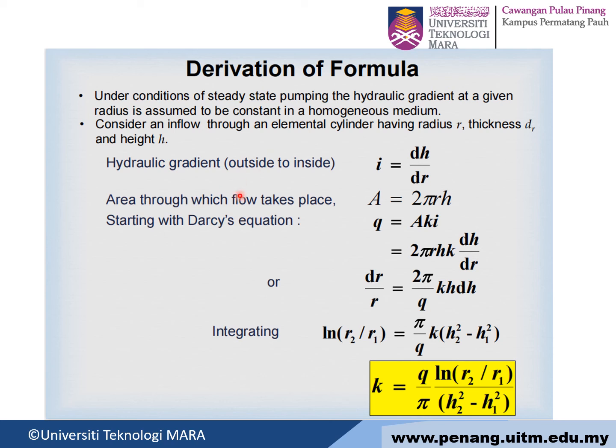So this is the hydraulic gradient from outside to inside. I is equal to dH over dr. A is 2 pi RH. Q is AKI, so you just put in all the information: 2 pi RH times K times I, where I is dH over dr. So dr over R is equal to 2 pi KH dH over Q. Integrating, the final answer is K equal to Q ln R2 over R1 divided by pi times H2 squared minus H1 squared.